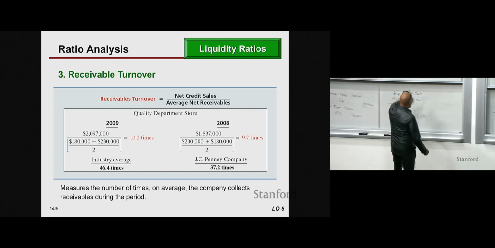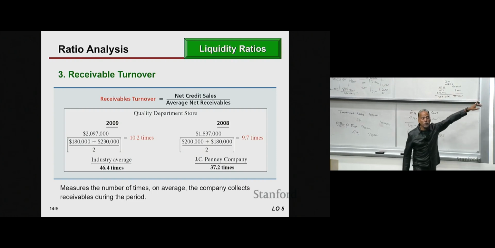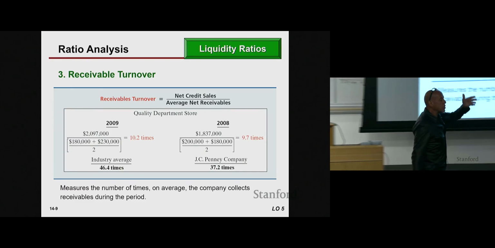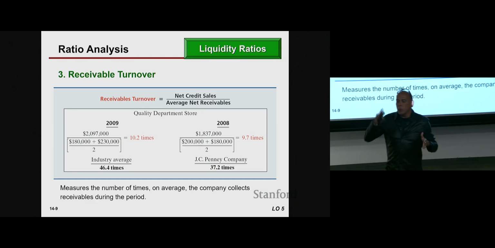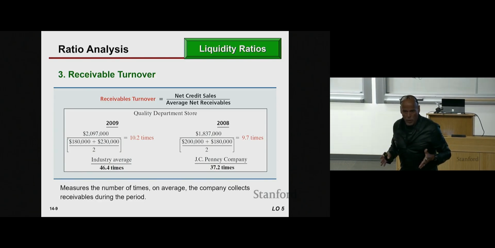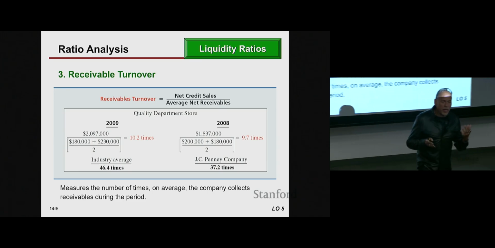Net accounts receivable is the accounts receivable minus the allowance, isn't it? So we take that and divide it by the average net receivable. Average net receivable is the beginning balance of the net receivable plus the ending balance of the net receivable divided by 2. Why do we divide by 2 to get the average? Because there are 2 numbers in the numerator. If you want the average of 2 numbers, you add the 2 numbers together and divide by 2. If it was 3 numbers, you would divide by 3, wouldn't you? So we simply take the beginning balance of the receivable plus the ending balance divided by 2.